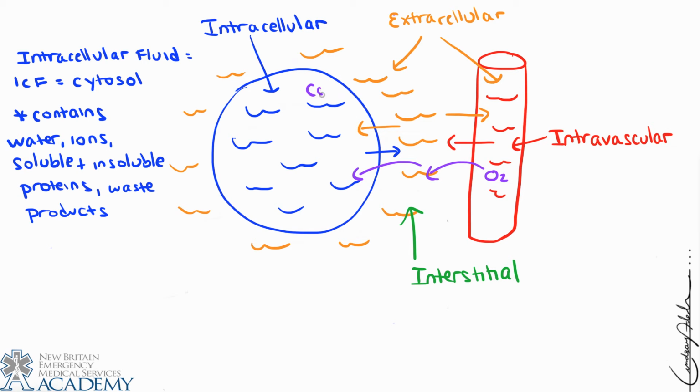Or conversely, carbon dioxide is a waste product that's generated by the cell, and it wants to be eliminated via respiration. So we're going to exhale that CO2. In order for that to occur, the CO2 needs to move out of the cell and into the interstitial fluid, and then from the interstitial fluid into the intravascular fluid. And then from there, it can be transported elsewhere in the body.